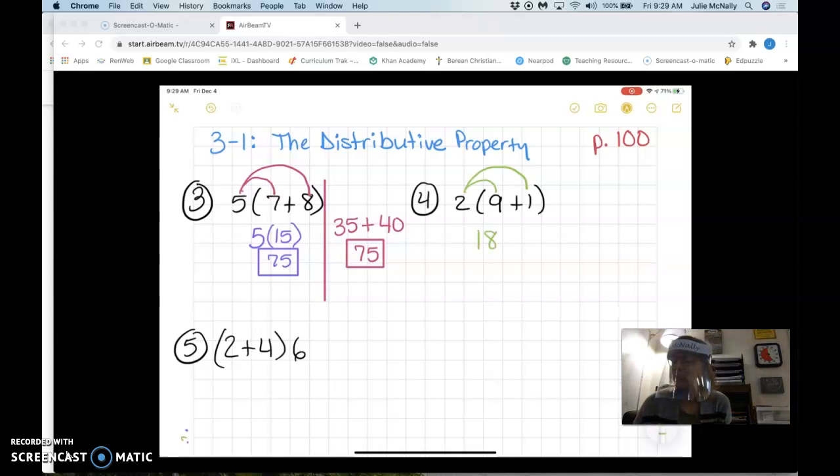18, and 2 times 1 is 2. And what is 18 plus 2? 20.